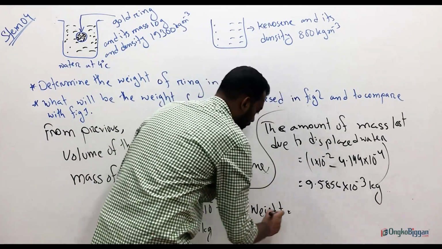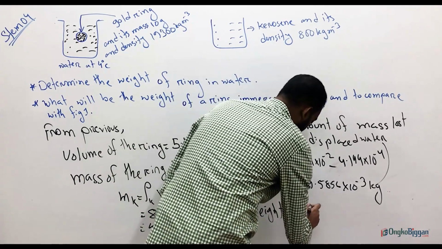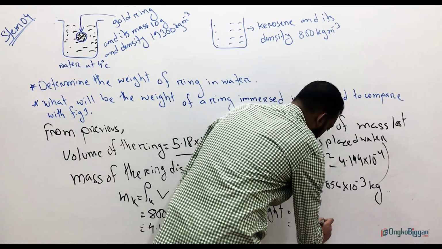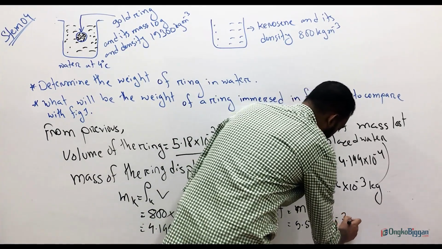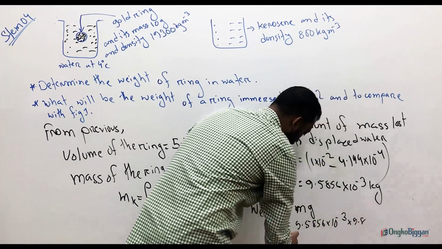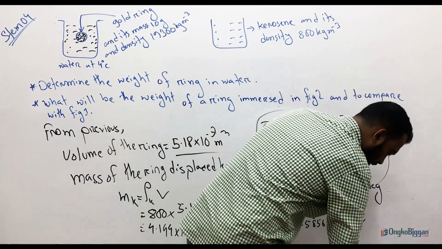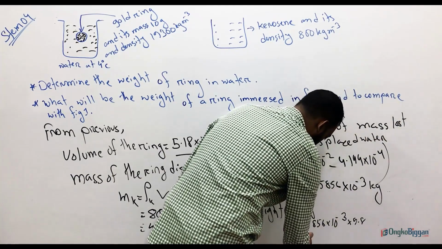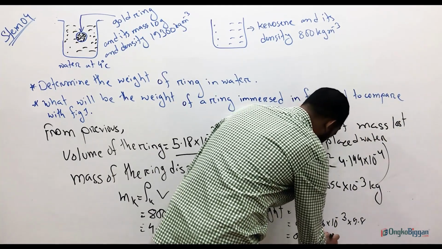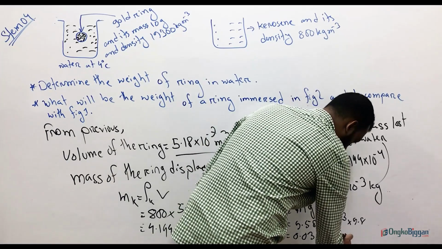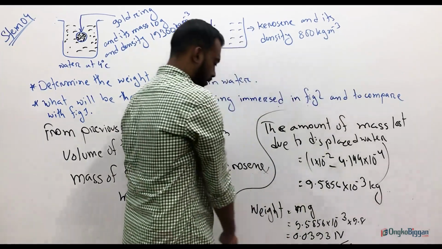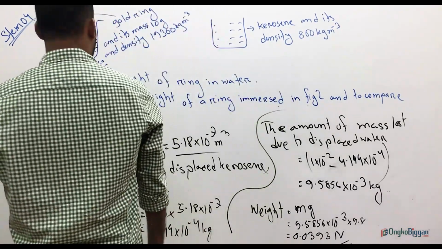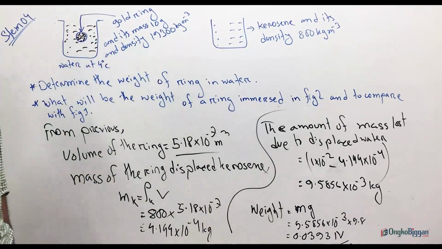Weight is equal to mg. So m is equal to 9.5856 into 10 to the power minus 3 into 9.8. So this is equal to 0.0939 Newton. This is weight. So this is the amount of weight of the ring when it is immersed in kerosene.